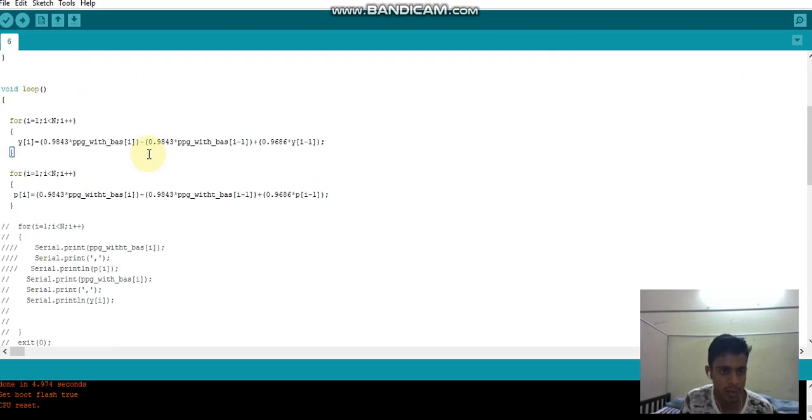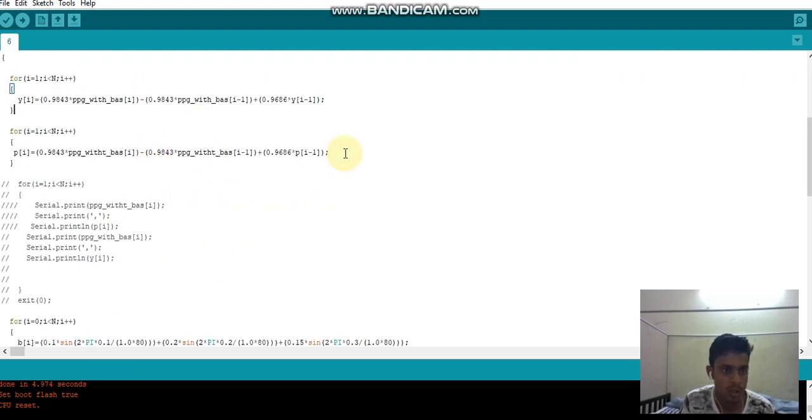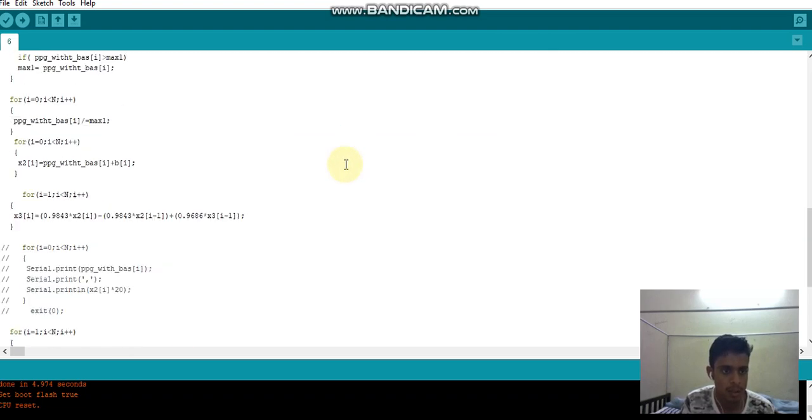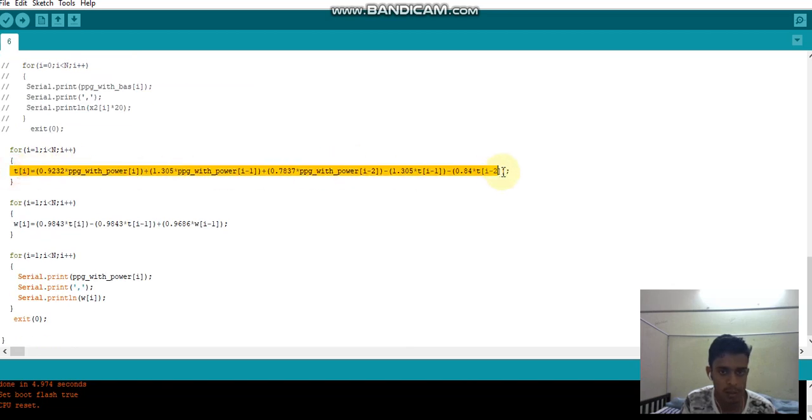After this, we have to remove the baseline components. This is the difference equation for the notch filter. After passing through it, we get the PPG signal without power line components. Our next step is to remove the baseline components, which can be removed using the high pass filter through the same equation as we performed earlier.